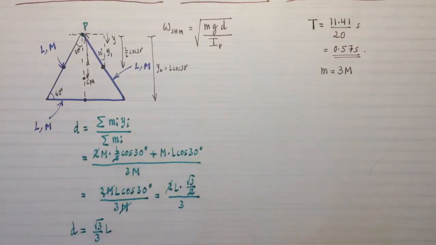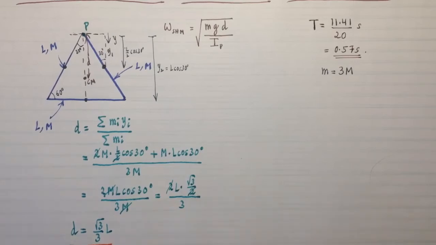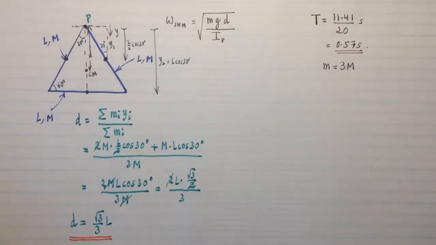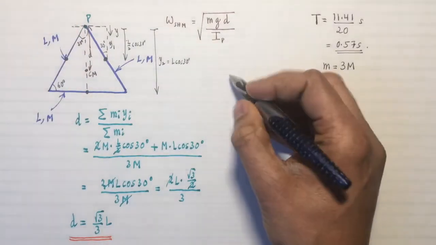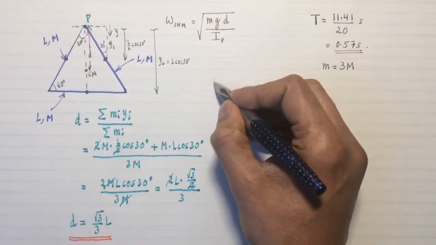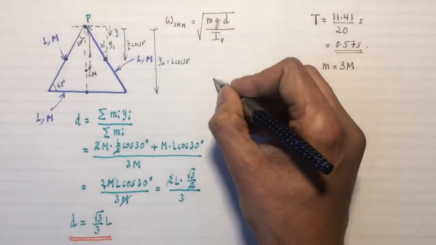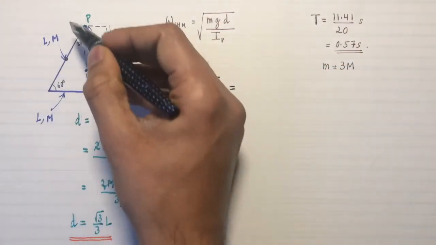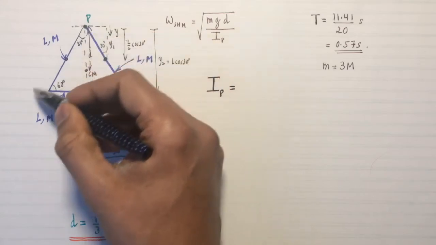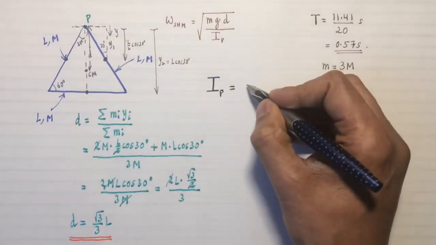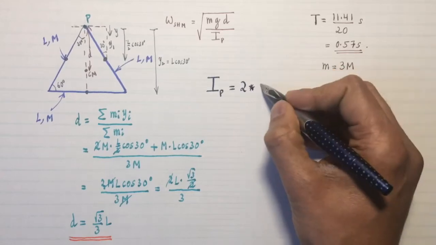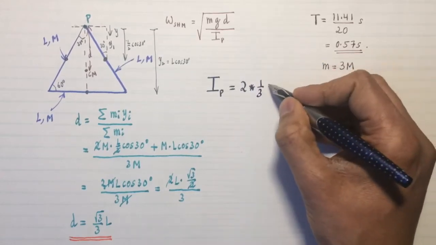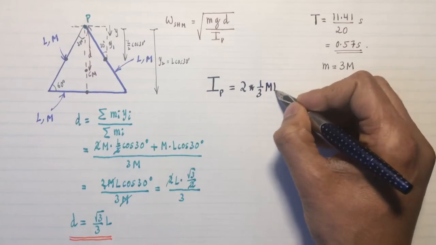So we have that useful piece of information. Our next task is to find the moment of inertia about the pivot point. Let's do that. I sub p. The moment of inertia about the pivot point is made up of 3 terms. 2 of these terms are identical because these are both rods pivoted about one end. So that's going to be 2 times the standard result for a rod pivoted about one end, which is 1/3 ml squared.